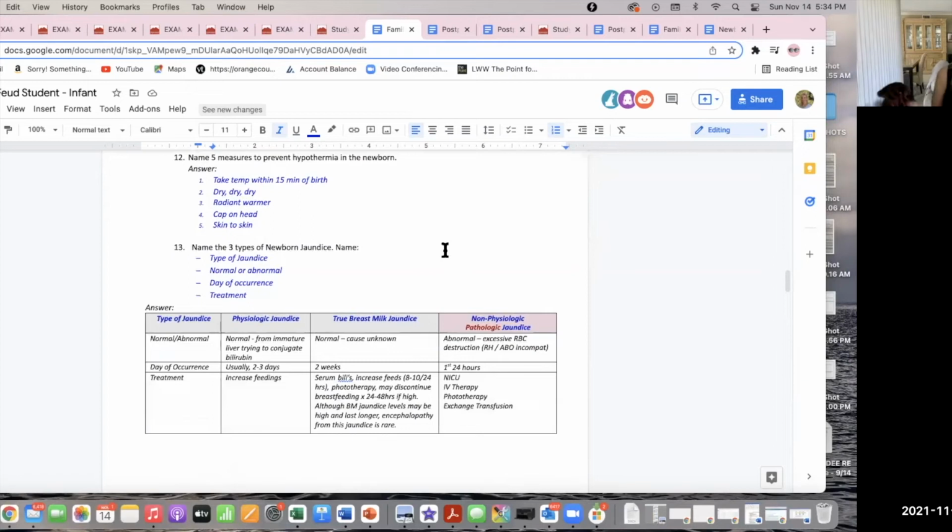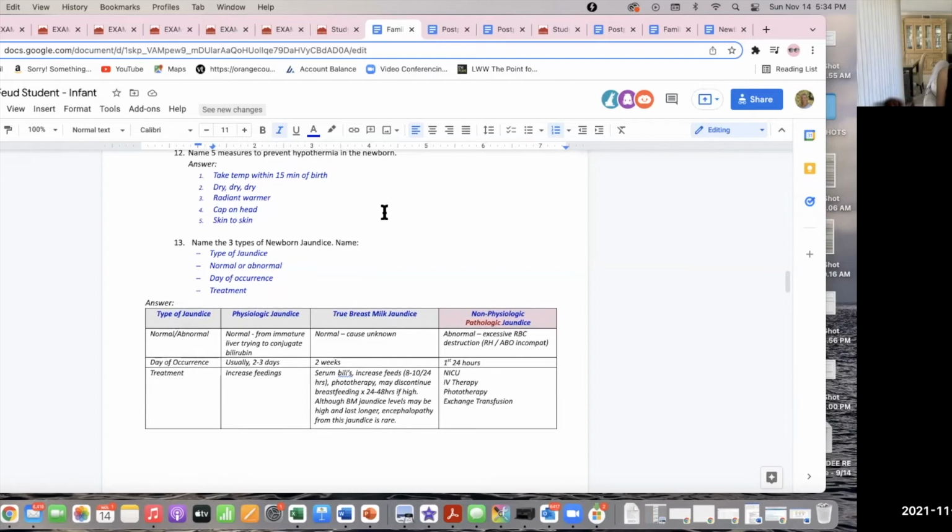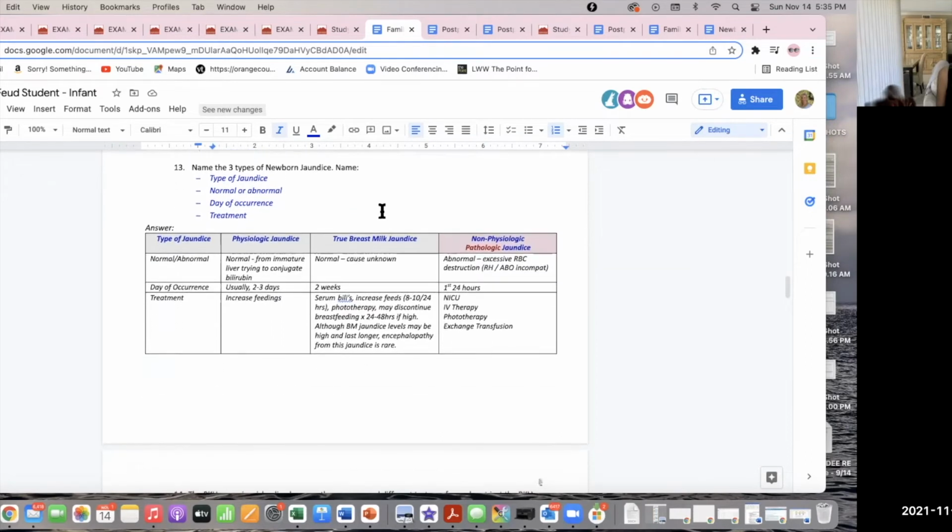Okay, so 5 measures to prevent hypothermia. Okay, you guys know those. Go review those. They come readily.